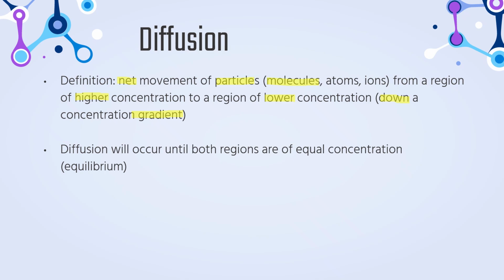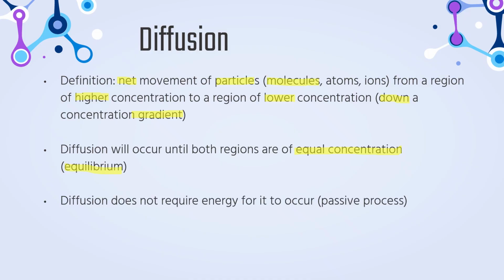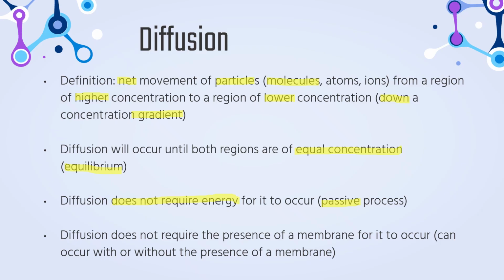Diffusion will continue to occur down the concentration gradient until both regions are of equal concentration. When both regions are equally concentrated with molecules, we call this equilibrium. Diffusion does not require energy, so please take note. We also use the word passive to describe processes that don't require energy. Now, diffusion does not require the presence of a membrane for it to occur. So even if there is no membrane, diffusion can still occur.